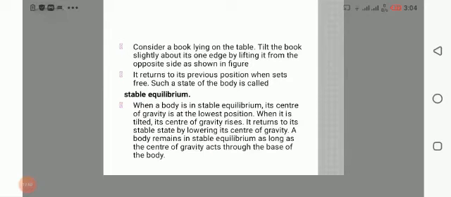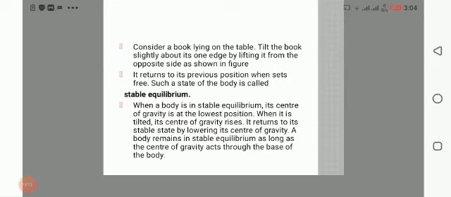Consider a book lying on the table. Tilt the book slightly about its one edge by lifting it from the opposite side as shown in the figure. It returns to its previous position when set free. Such a state of the body is called stable equilibrium. When a body is in stable equilibrium, its center of gravity is at its lowest position.